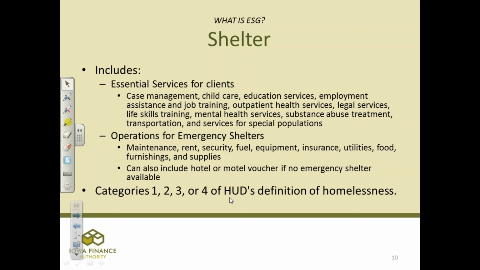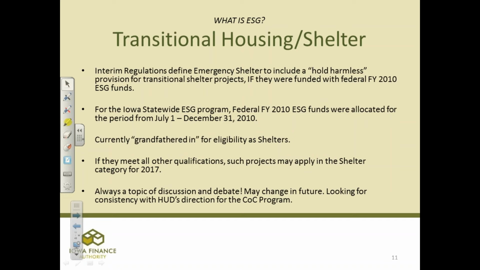And for shelters, that would be categories 1, 2, 3, or 4 of HUD's definition of homelessness. If someone comes to the door of a shelter, we assume they have nowhere else to go, and so they fit as homeless. Okay, transitional housing and shelter.